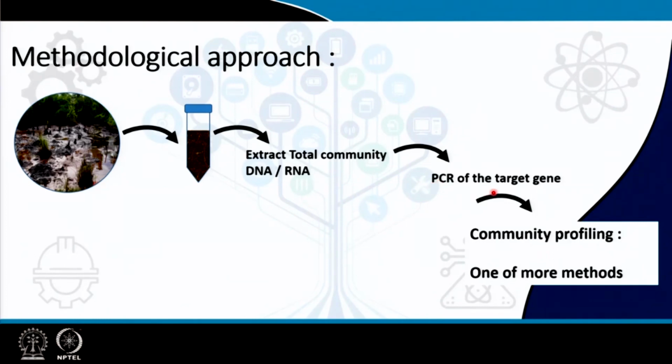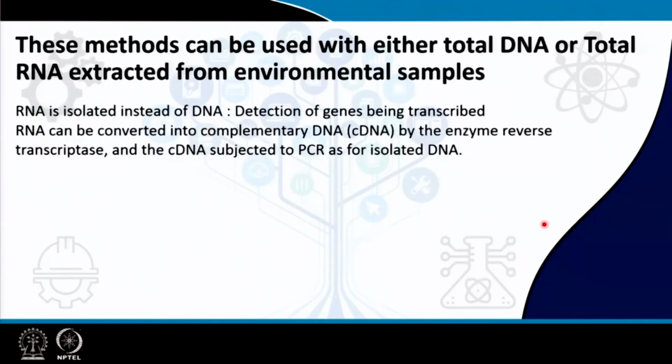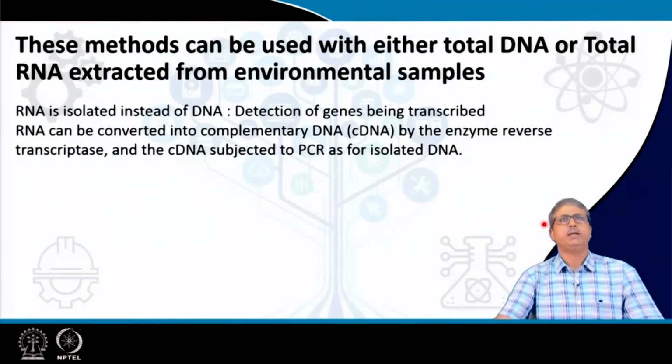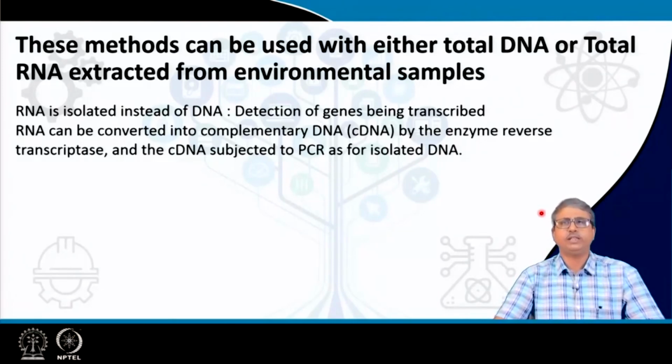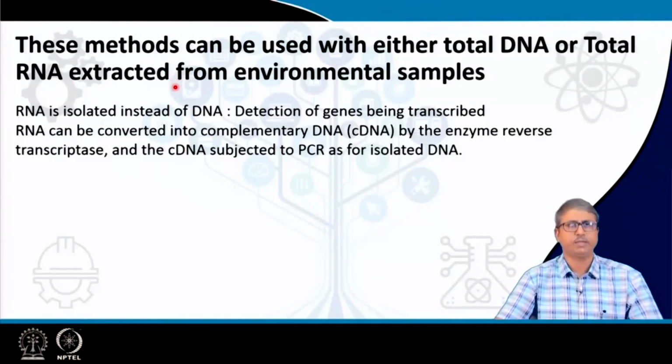And then once we have the gene products with us, that is, the PCR is successful, we can go for community profiling using one or more methods. Now, these methods can generally be used with either total DNA or total RNA, as I mentioned, extracted from the environmental samples. We can extract DNA or we can extract RNA. DNA is always preferred because it is a very stable molecule. However, extraction of RNA and its analysis will always provide us some additional information.